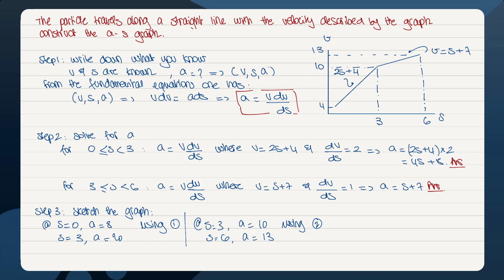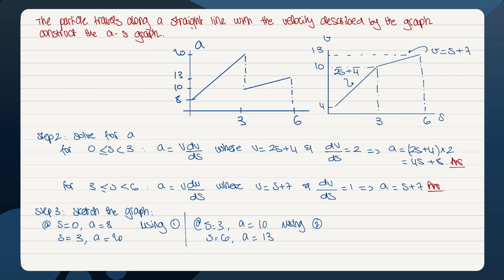Now, putting all that into a graph, first we mark the different extremities, the 4 different points we calculated in step 3. Then we can simply draw the line which would represent the two different equations. And this is how we can derive the A-S graph from the V-S graph.